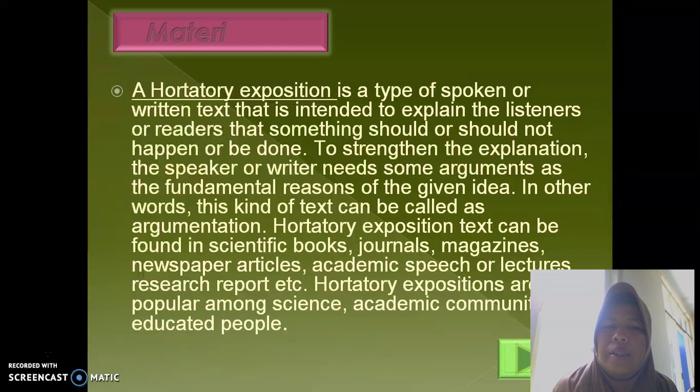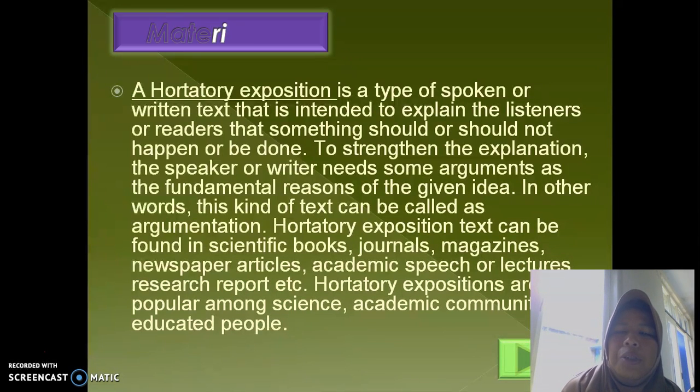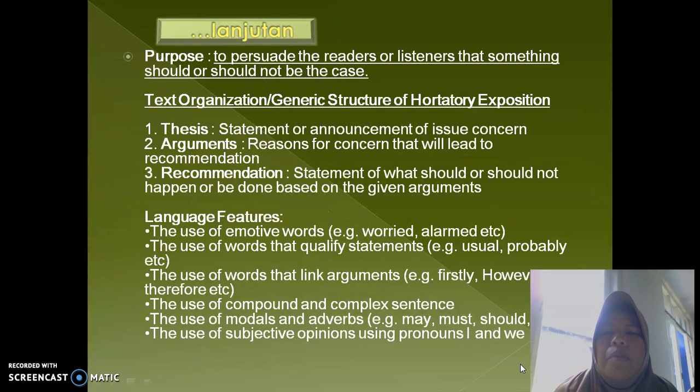Hortatory exposition text can be found in scientific books, journals, magazines, newspaper articles, academic speech or lectures, research reports, etc. Hortatory expositions are popular among science, academic community, and educated people. And then the purpose of the hortatory text is to persuade the readers or listeners that something should or should not be the case.